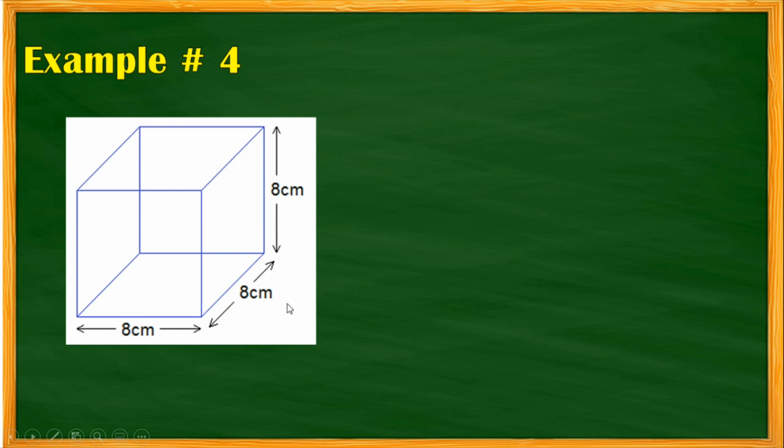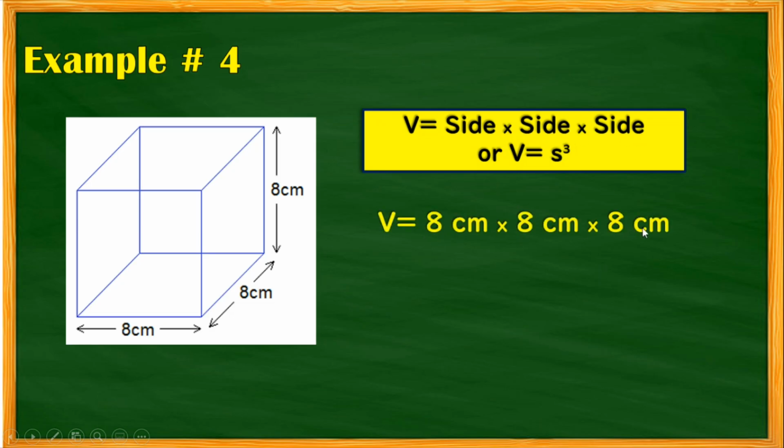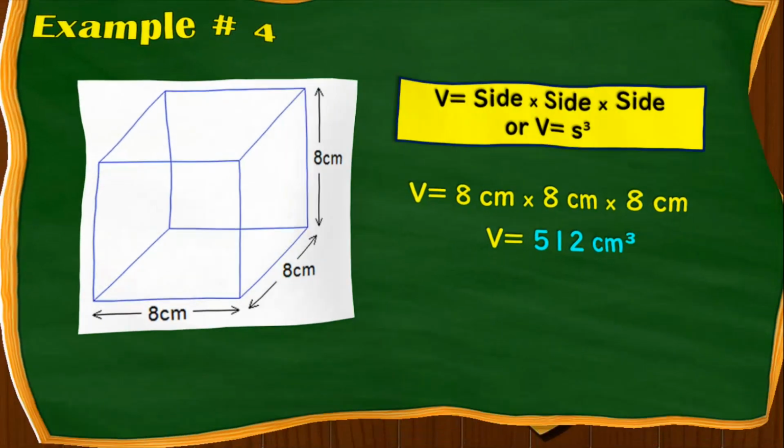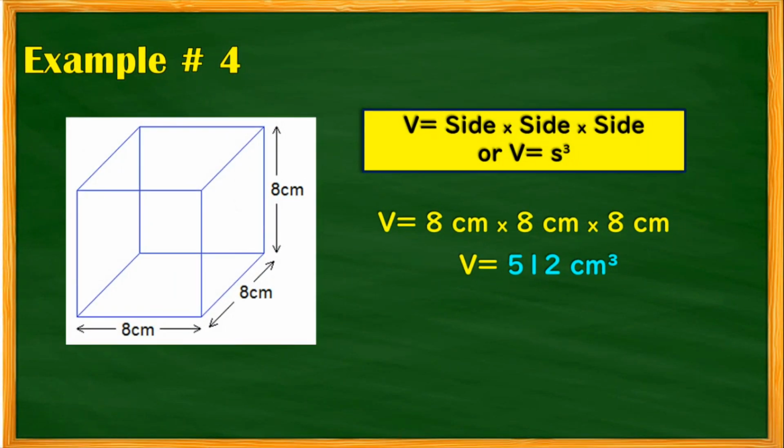And then for example number 4, we have a cube. We have 8 by 8 by 8. So the volume is equal to s cubed, or side times side times side. Then 8 times 8 times 8, the answer is 512 cubic centimeters. So that would be the process on how to solve the volume of the cube and rectangular prism.